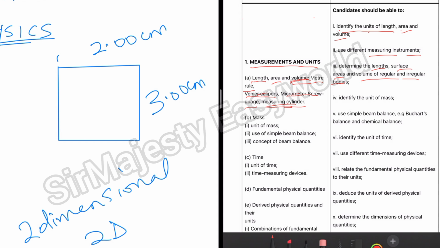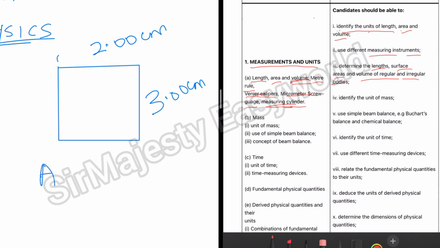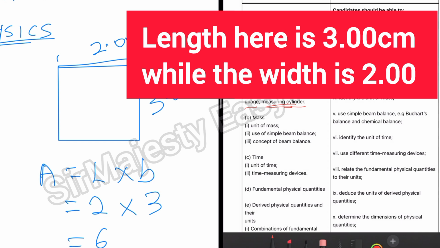What I do to get the area is very simple. Remember, in our primary school, we are taught that the area of this quadrilateral, anything that has 4 sides, will be given as length times breadth. So I take my 2, multiply it by 3, and I'm getting 6.